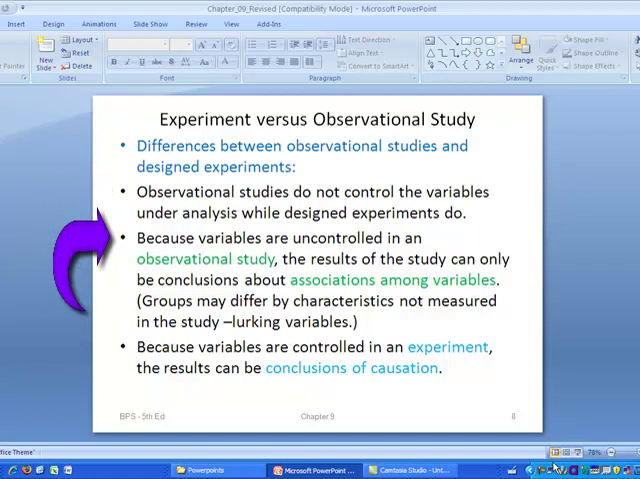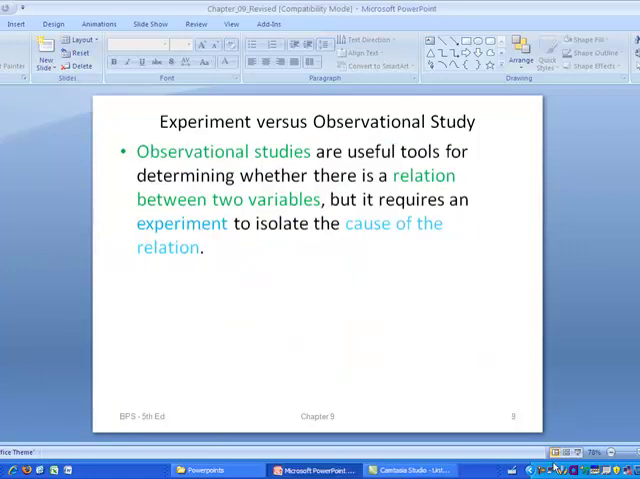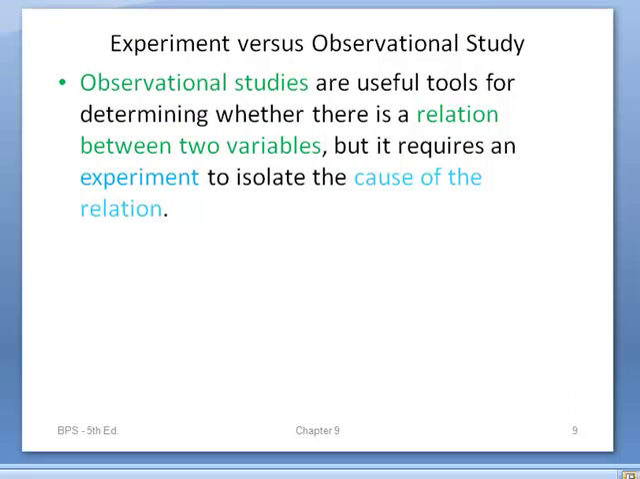Because variables are uncontrolled in this observational study, the results of the study can only be conclusions about associations among the variables. Now, groups may differ by characteristics not measured in this study. These are called lurking variables. Now, because variables are controlled in an experiment, the results can be conclusions of causation. So observational studies are useful tools for determining whether there's a relationship between two variables, association, but it requires an experiment to isolate the cause of that relationship.